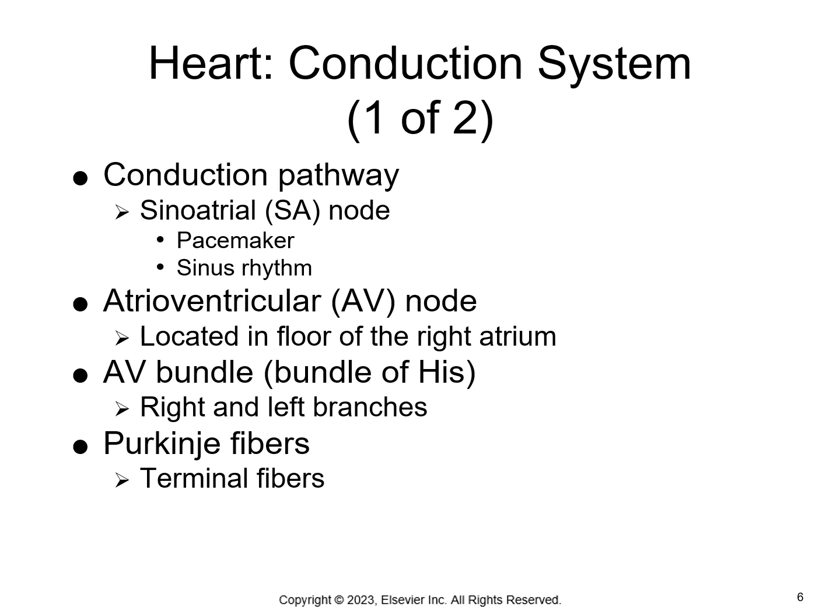Deoxygenated blood comes from the vena cava entering the right atrium. At the same time, oxygenated blood comes from the lungs through the pulmonary veins entering the left atrium. The blood flows through the tricuspid valve into the right ventricle. At the same time, blood flows through the mitral valve into the left ventricle.